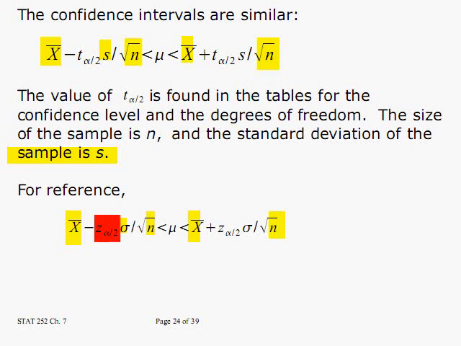Here you multiplied by that z value, now you multiply by the t value, t alpha over 2, as opposed to z alpha over 2. So you have the exact same formula you're going to plug into, but you have to use the t values. To find the t value, you must find the degrees of freedom. Then you look in the table in the back of the book and get the values.